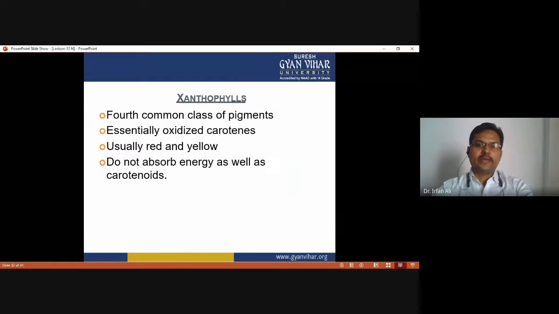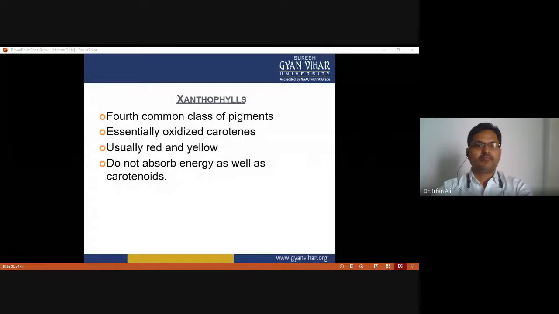Now the next pigment is xanthophylls. Xanthophylls are the fourth common class of pigments found in plants, and they are essentially oxidized carotenes, usually red and yellow in color, and do not absorb energy as well as carotenoids. So these are the different types of pigments found in plants, xanthophylls.